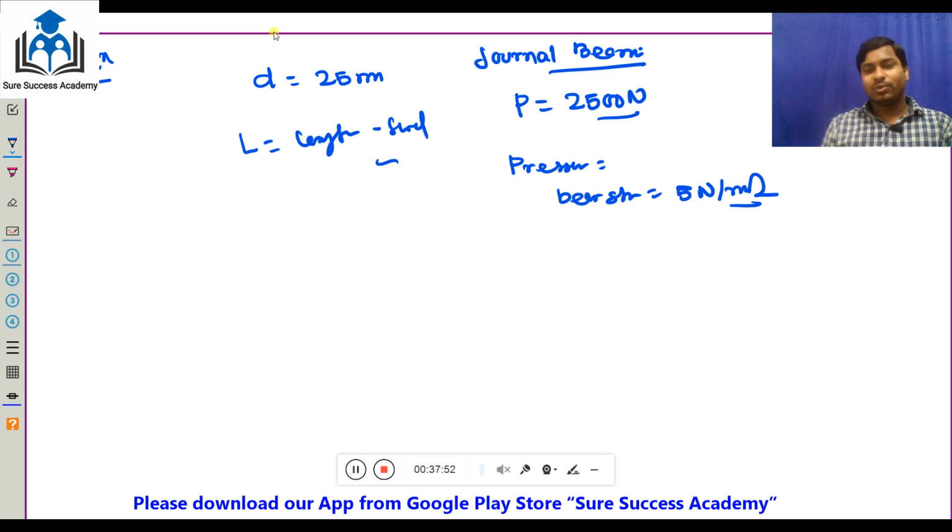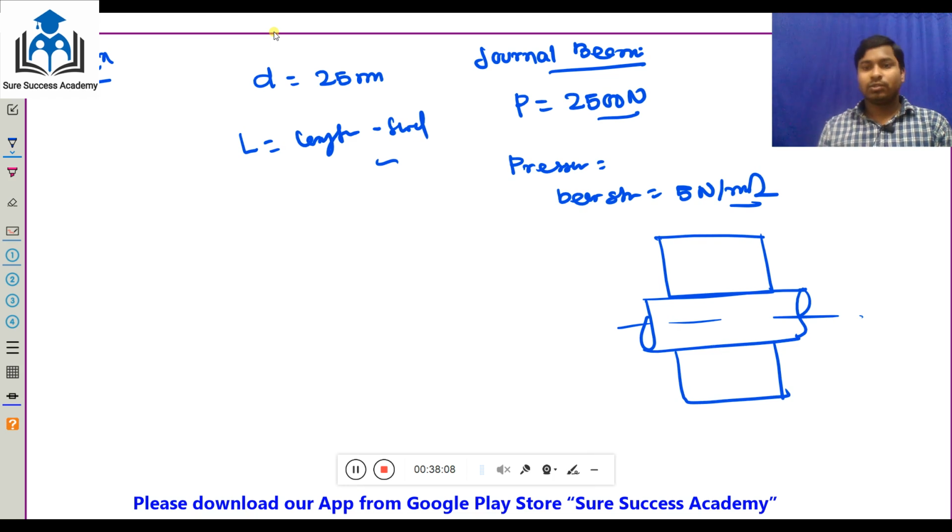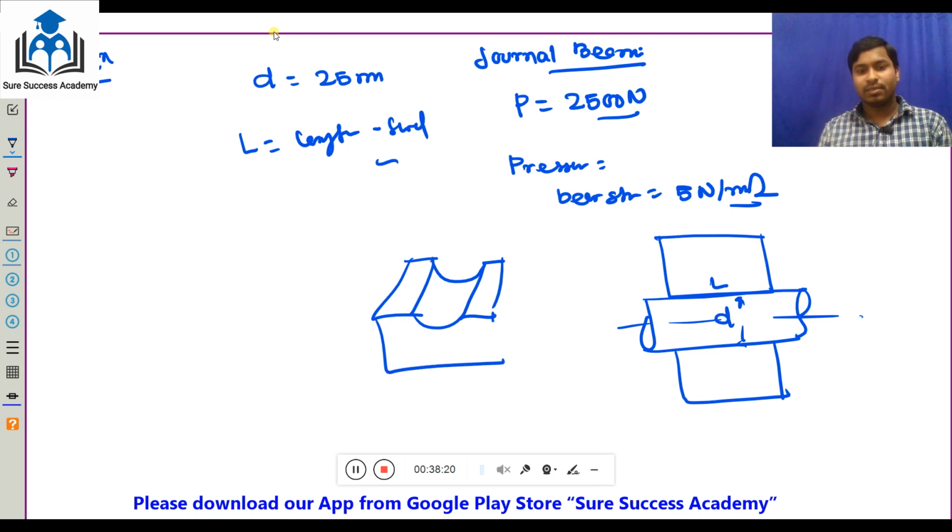I already told that if a bearing is like this, we can calculate. Suppose this is the bearing. This is L, the length, and this is D, the diameter. In this problem the crushing area will be like this. You make the projection, and what we get is L and D.